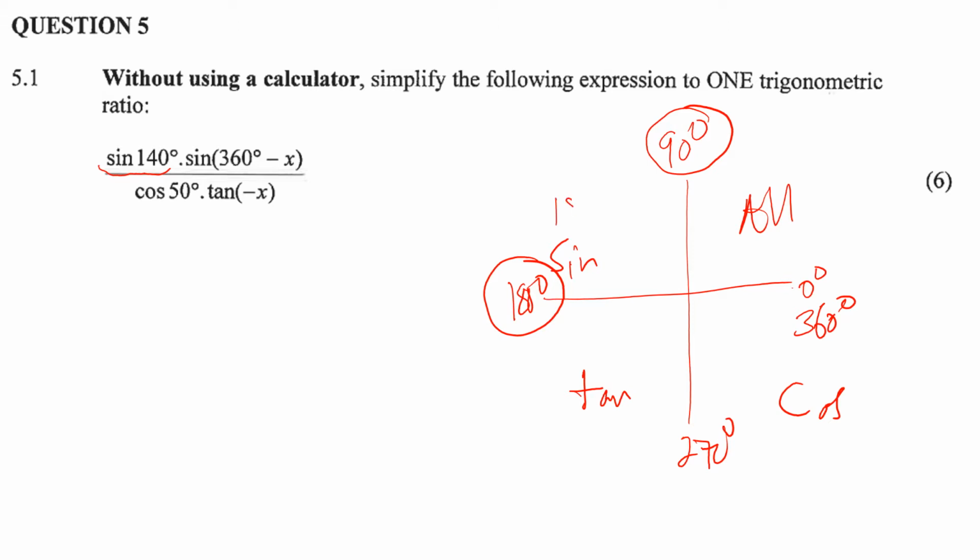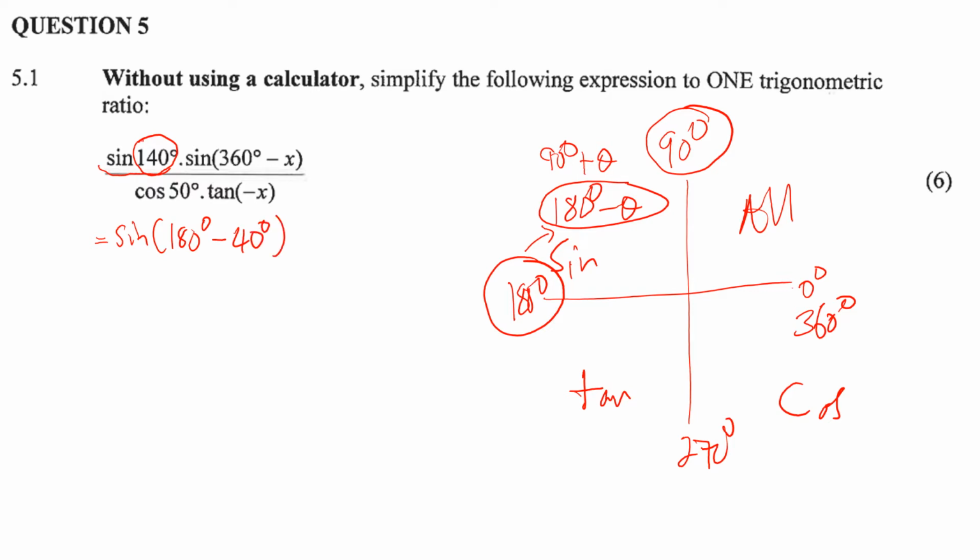It can be defined as 180 degrees minus theta or 90 degrees plus theta. Because we are moving forward, we'll be adding a theta on 90 here. Because we are moving backward, we'll be subtracting a theta on 180. So I can simply choose this one and rewrite sine 140 as sine of 180 degrees minus what angle? It's definitely minus 40 degrees.